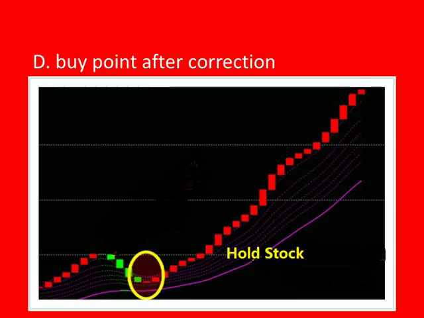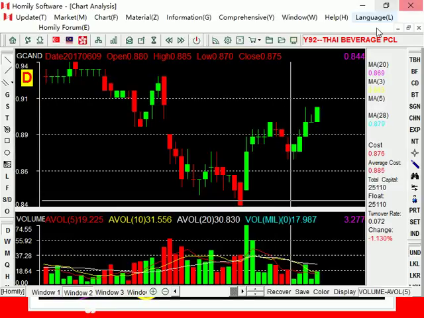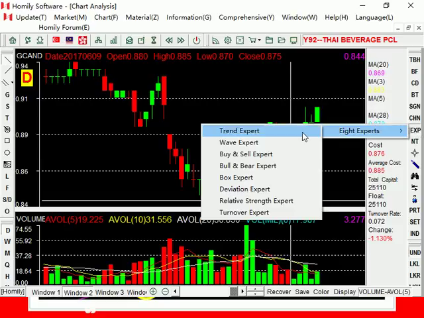Which point is the safest? This one. Okay, which one has more risk? The first one. Okay, then if you know this method, then we should practice.